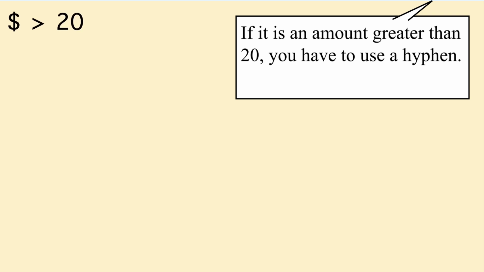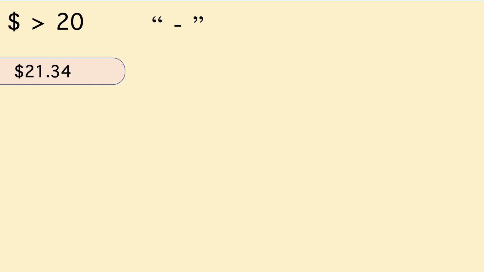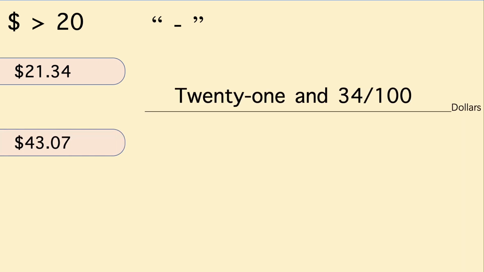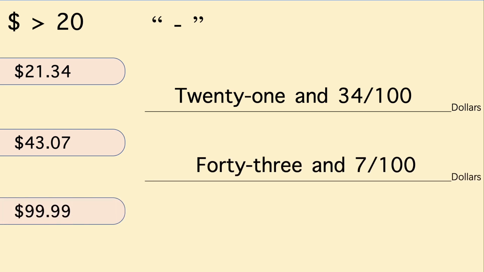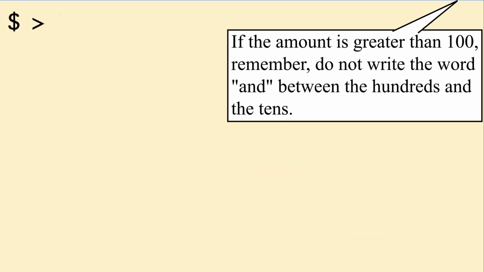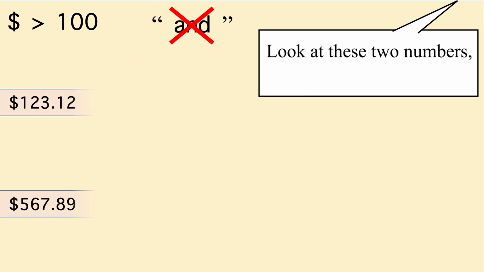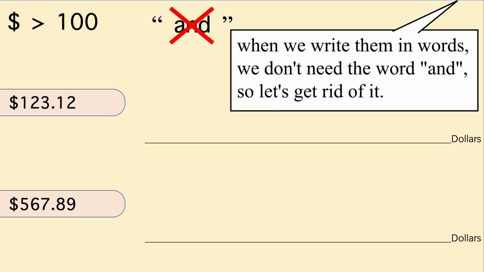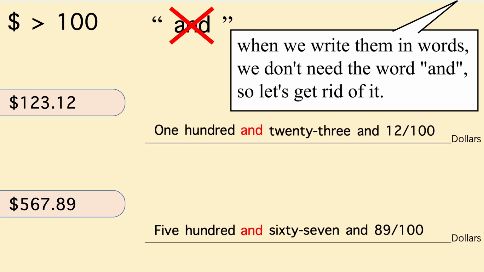If it is an amount greater than 20, you have to use a hyphen. For example, $21.34. $43.07. And $99.99. If the amount is greater than 100, remember, do not write the word and between the hundreds and the tens. Look at these two numbers. When we write them in words, we don't need the word and. So let's get rid of it.